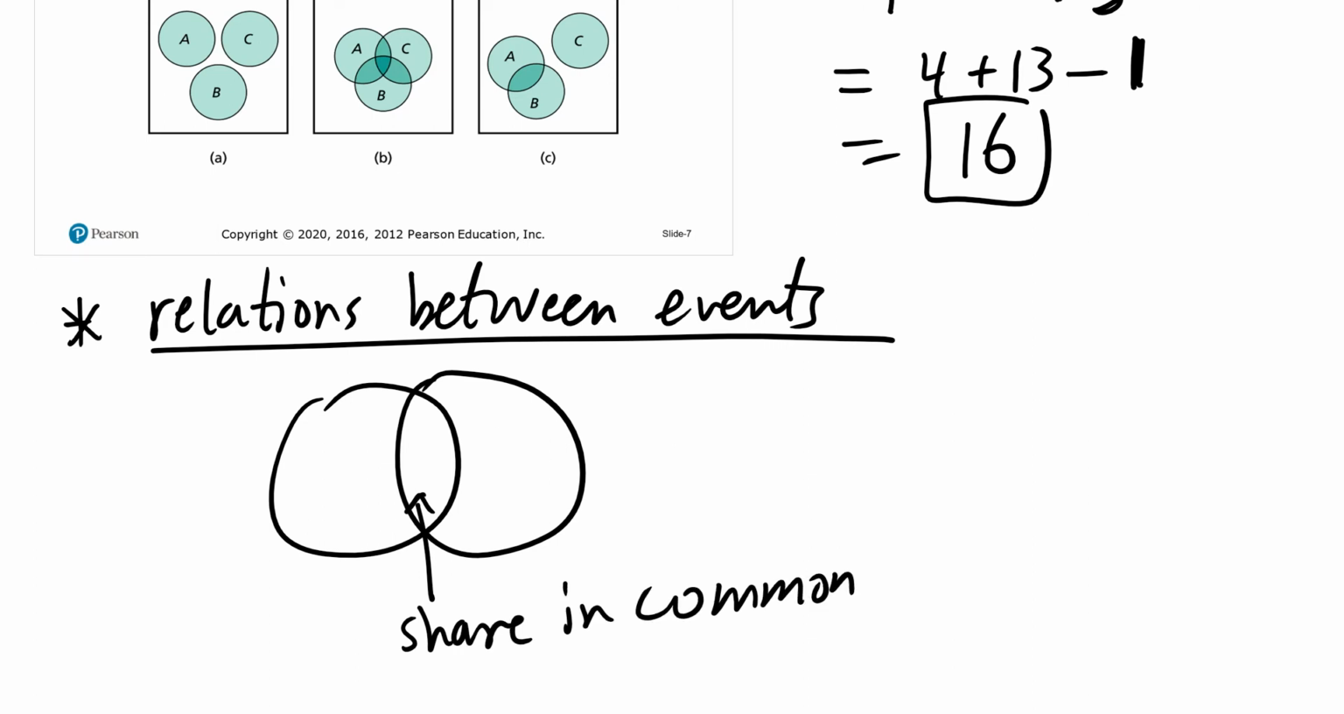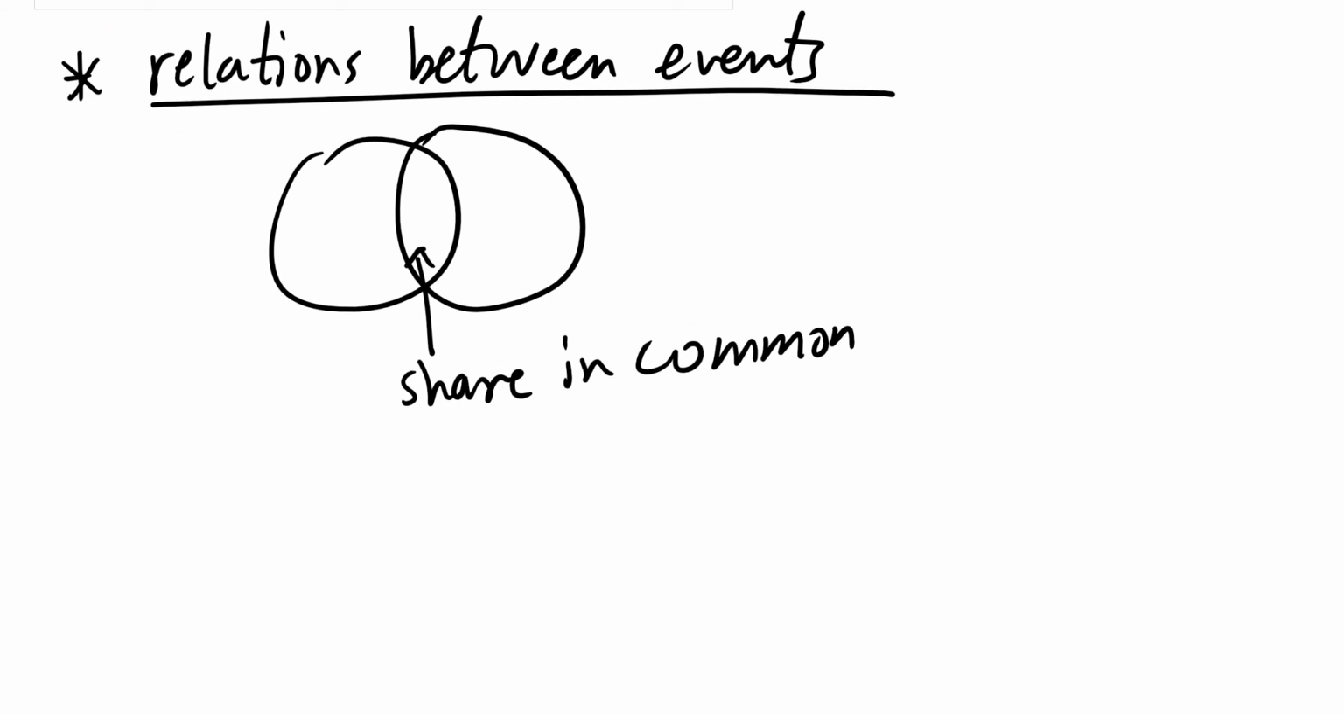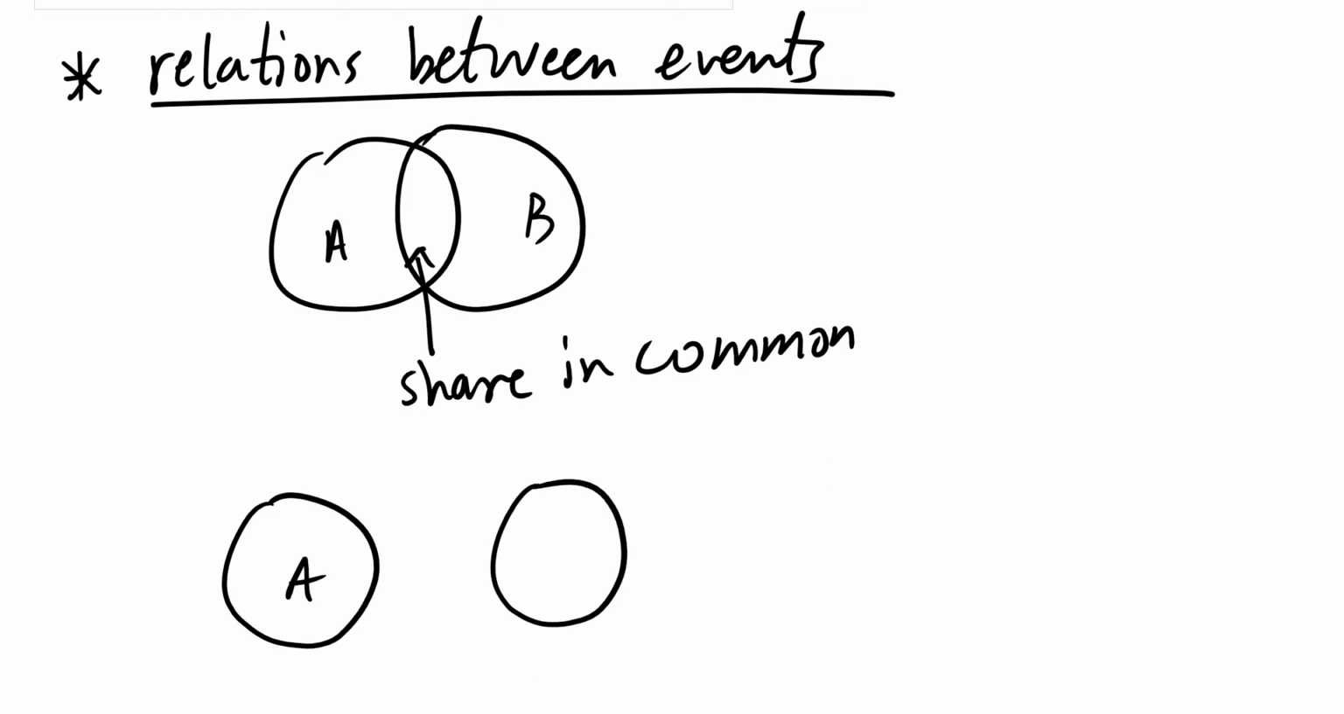What about if there's nothing in common? That can happen in millions of ways. If nothing in common, then this is event A, event B. Then it would look like this: event A, event B. Nothing in common. They do not overlap. And this kind of events are called mutually exclusive events.